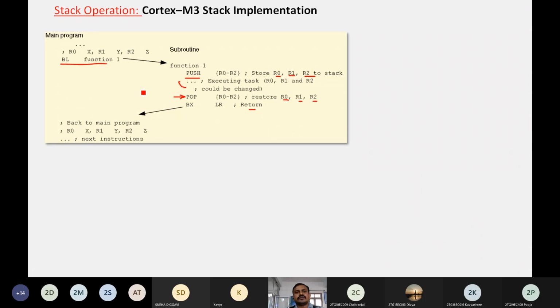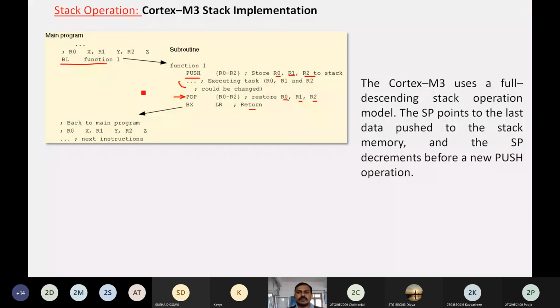Okay, this one is the Cortex M3 stack implementation. It uses a full descending stack operation model. The SP points to the last data pushed to the stack memory, and the SP decrements before a new push operation. There is an update in the stack pointer content whenever it is going to use push and pop operations.